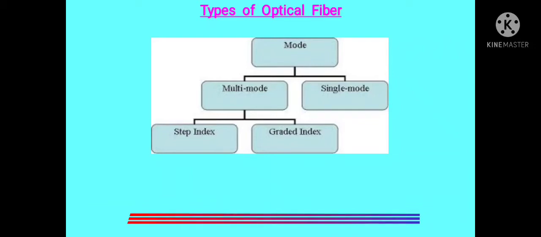So friends, now let's come to our main topic, which is types of optical fiber. So far, as per our discussion, there are two types of optical fibers according to mode, which is single mode and multi-mode. And again, these multi-mode optical fibers are classified as step index and graded index. In case of single mode optical fiber, only step index is possible, whereas graded index is not possible.